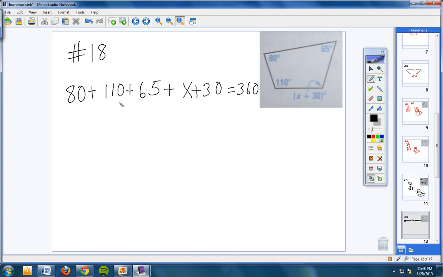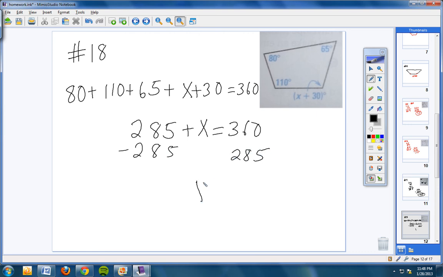So you know how to quickly simplify these equations. You should get, wow, I have to do this in my head. This will be interesting. Let's see, 95, 175, 275, 285. So if you add up like terms, you'll get 285 plus x equals 360. Does everybody see where the 285 came from? 80, 110, 65, and 30. Those four numbers. All right, and then of course that's a positive 285, so we're going to subtract 285 from both sides. And if you do that correctly, you should come up with 75 for x. x equals 75.